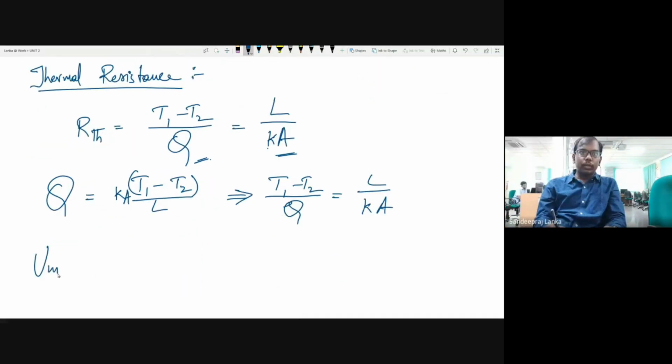So what is the unit of thermal resistance? Can anyone tell me what is the unit of thermal resistance here? You look at this equation and tell me what is the unit of thermal resistance. Can somebody respond?